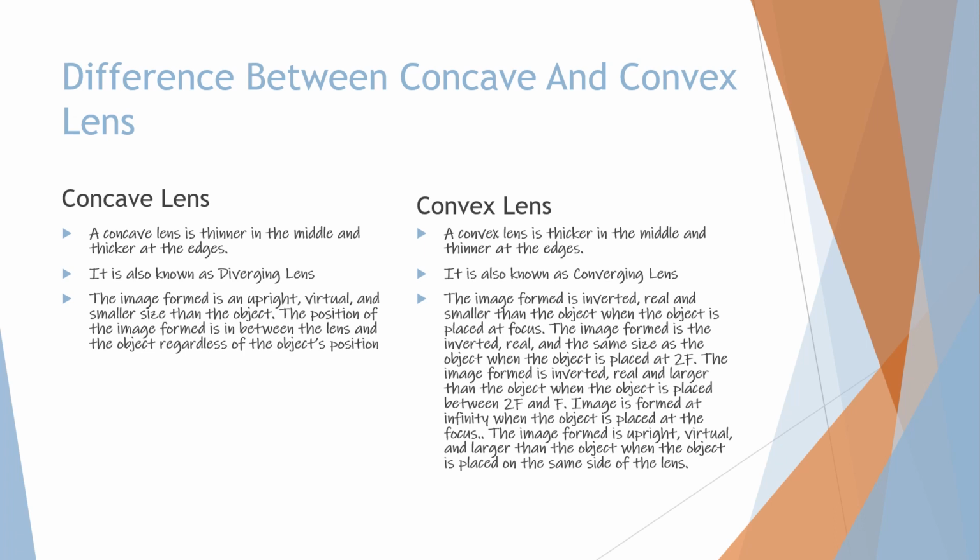Whereas in convex lens, the image formed is inverted, real, and smaller than the object when the object is placed beyond 2f. The image formed is inverted, real, and the same size as the object when the object is placed at 2f. The image formed is inverted, real, and larger than the object when the object is placed between 2f and f. 2f here means second focus. Image is formed at infinity when the object is placed at the focus. The image formed is upright, virtual, and larger than the object when the object is placed on the same side of the lens.